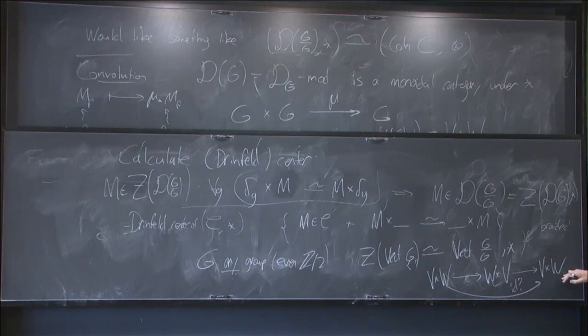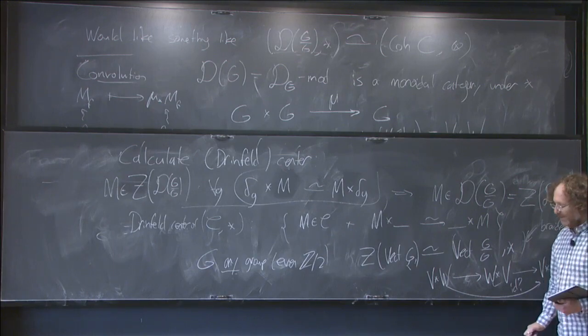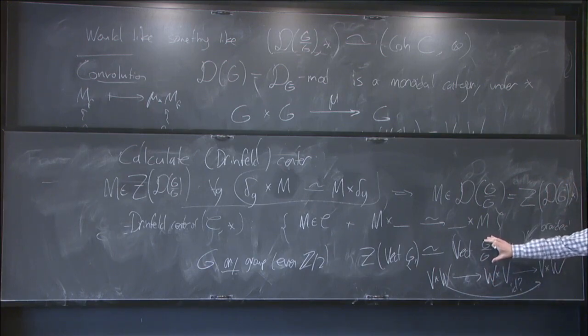I don't know if it's a good exercise to do. I can give you some hints, like maybe, what is vector bundles on G mod G? There are two obvious pieces on there. For G commutative, there's just vector bundles on G themselves, and then there's representations of G.